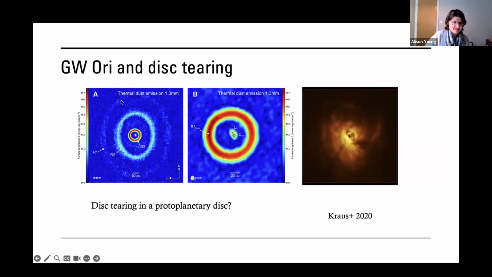We don't understand really how these outer ones form, so I'm going to ignore those today, and that's for the future. And then in the VLT image, this is the scattered light. So we're looking at the small grains near the surface of the disk. We can see a very complex, twisted structure here.